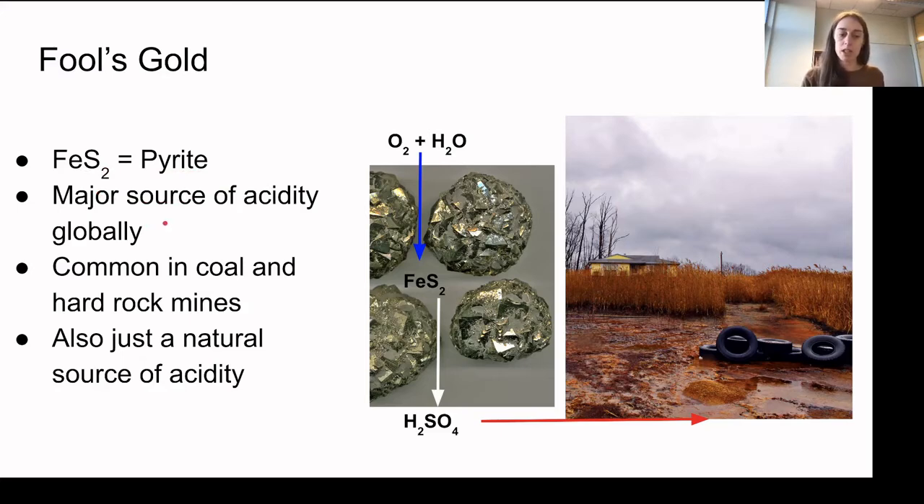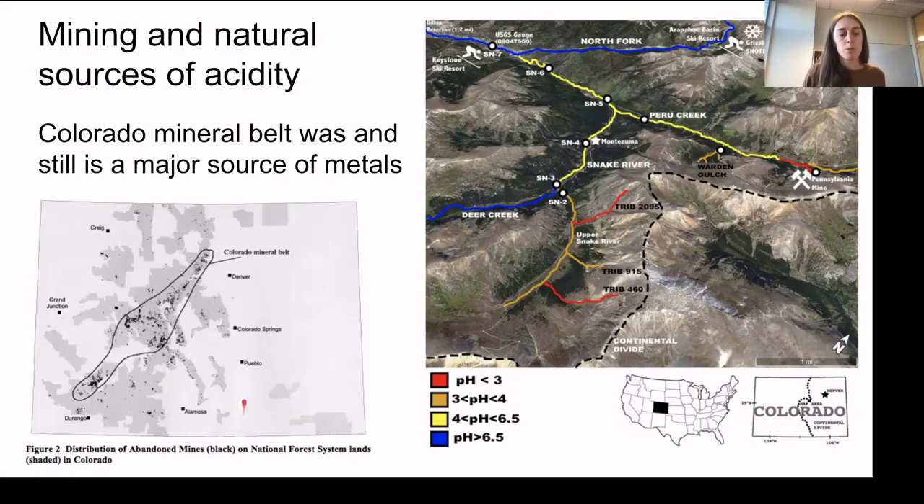It is common in coal and hard rock mines, and so if you go and dig those up and mine for other things, you end up exposing a lot of pyrite. If you add oxygen and water to pyrite, you end up with sulfuric acid. So this is a huge issue and a natural source of acidity. One example of this is the Colorado mineral belt.